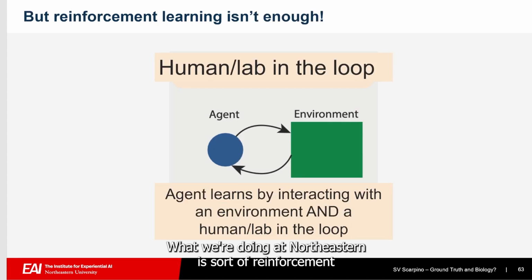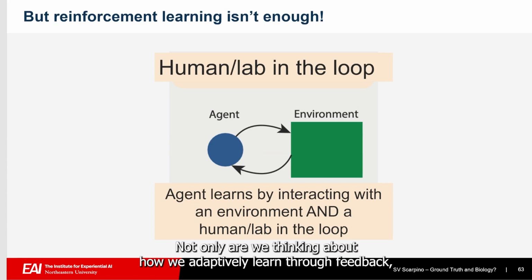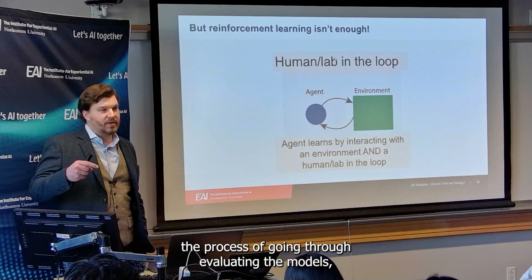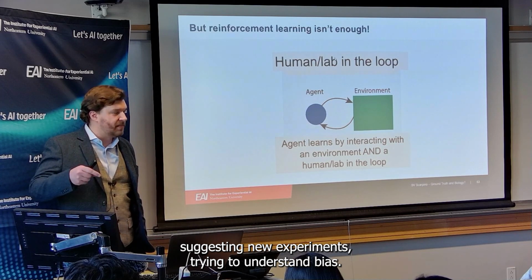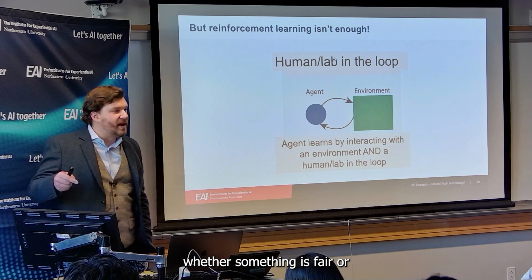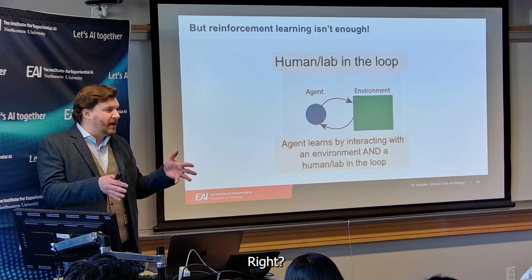What we're doing at Northeastern is sort of reinforcement learning with an important addition. Not only are we thinking about how we adaptively learn through feedback, we also know that when you have humans or labs in the loop, you can dramatically improve the process of going through, evaluating the models, suggesting new experiments, trying to understand bias, right? Because a lot of these things, like whether something is fair or not, can be quantified, but it's also a social feature, right?